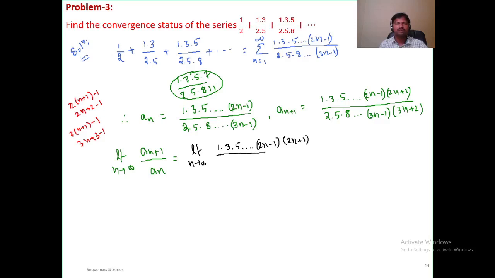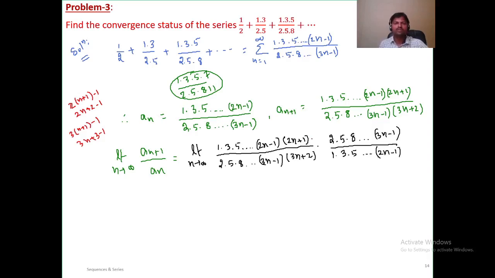So divided by 2 into 5 into 8 into, up to so on, 3n minus 1 into 3n plus 2, so divided by a_n, right? a_n means this one, so you need to write its reciprocal. So 2 into 5 into 8 up to so on 3n minus 1. Don't panic, most of the terms will be cancelled out. Up to so on 2n minus 1. Just the substitution is over.